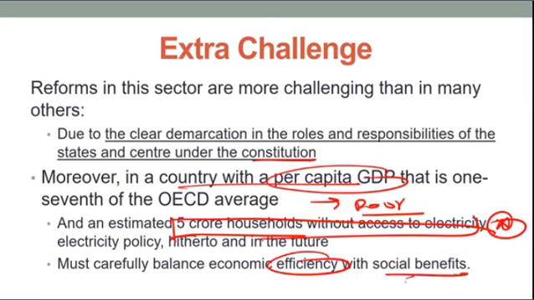And hence, we cannot just focus on efficiency. We have to also focus on social benefit. We cannot just drive efficiency. We cannot say, okay, we'll do all these things. We have to also make sure everybody is getting electricity. We can't say, oh my God, cost is less than price.